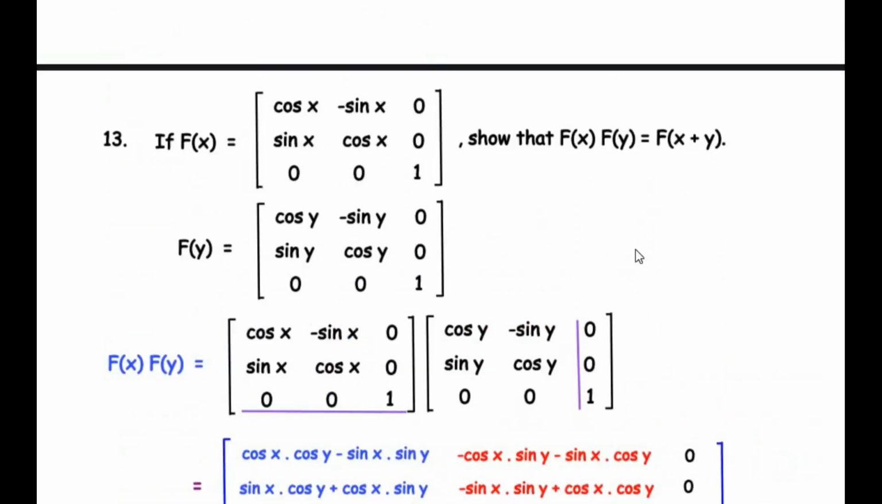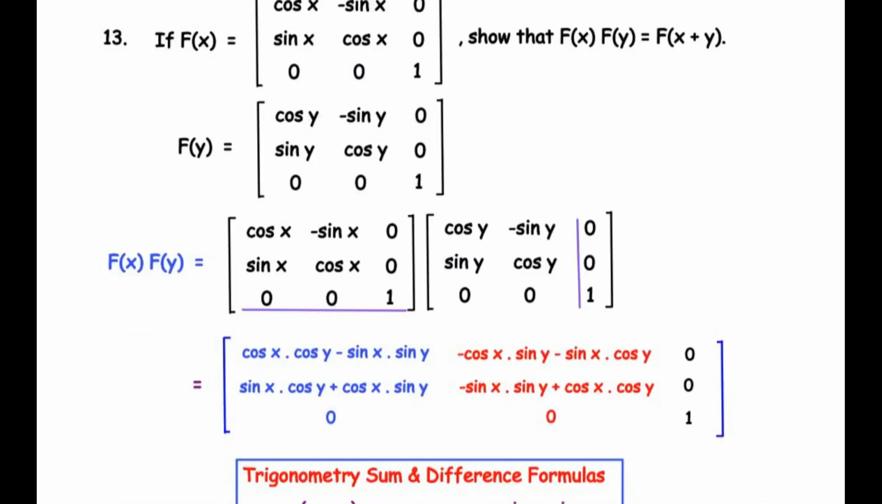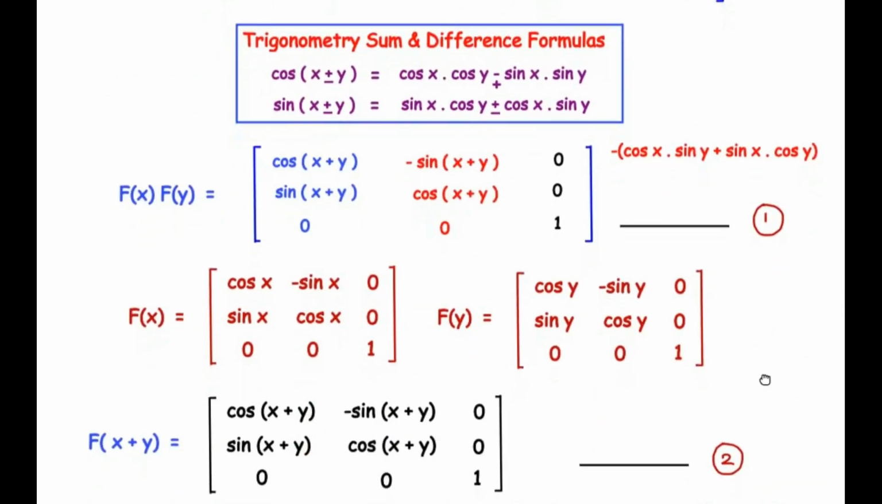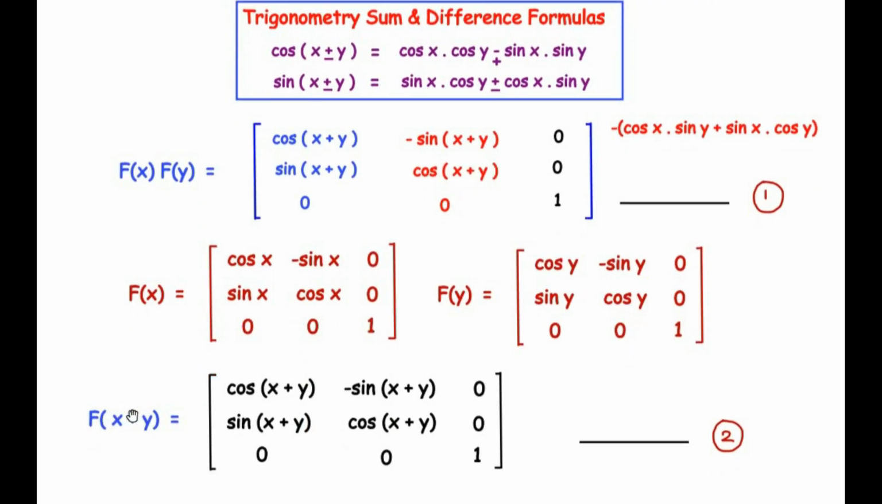Now let us focus on f of x plus y. Now here I have taken f of x and f of y again for easy reference. Now f of x plus y means either you choose this matrix or this matrix. If you are choosing this matrix, you have to just add y with x wherever x is there. And if you are choosing this matrix, wherever you have y, you have to add x to it. I have chosen the first one.